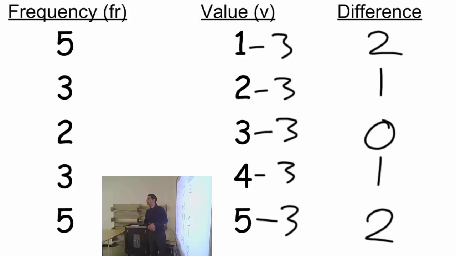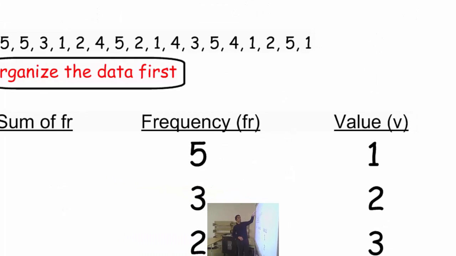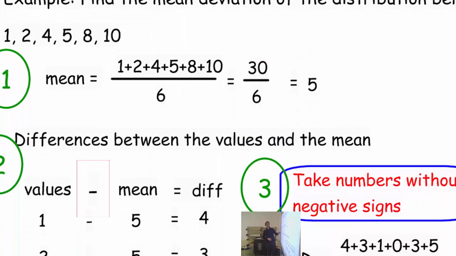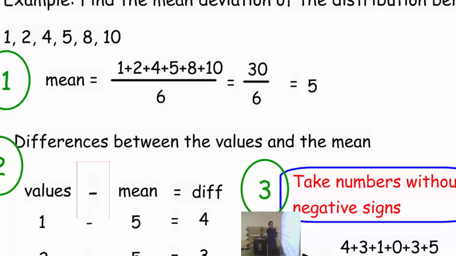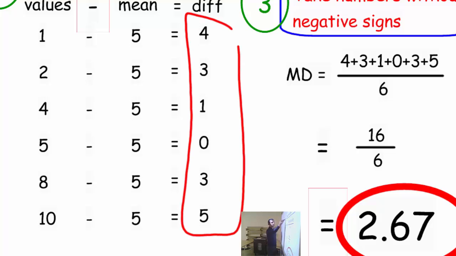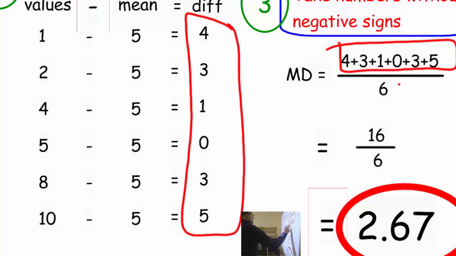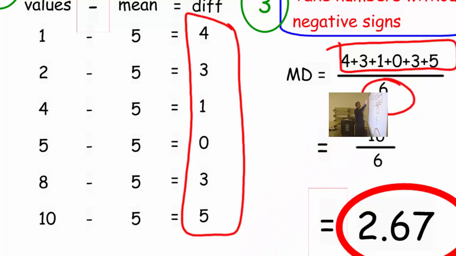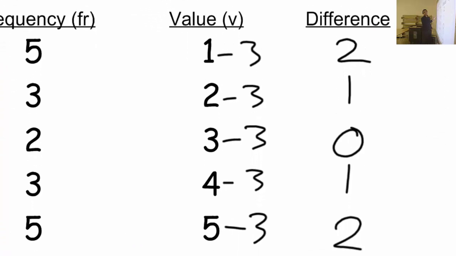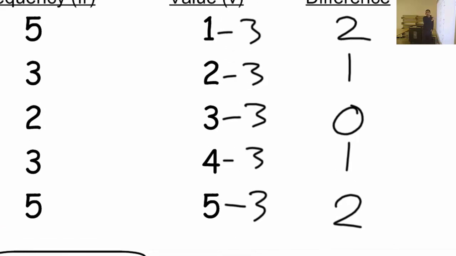Let me just remind you what we did with regular data when calculating the mean deviation. We put down the mean and calculated the differences. If you remember, we added the differences and divided the total difference by the number of data. We're going to do exactly the same in a different way. We just did the subtraction here, so we know the differences. Now we are going to add the differences.